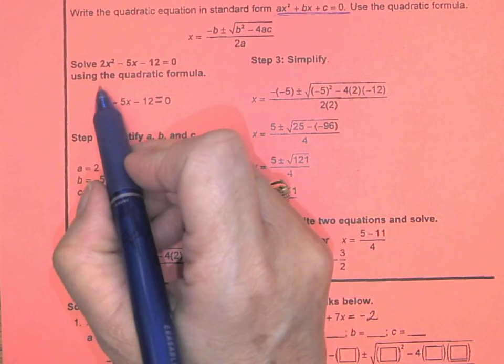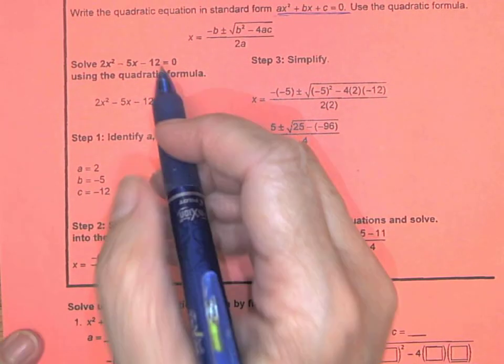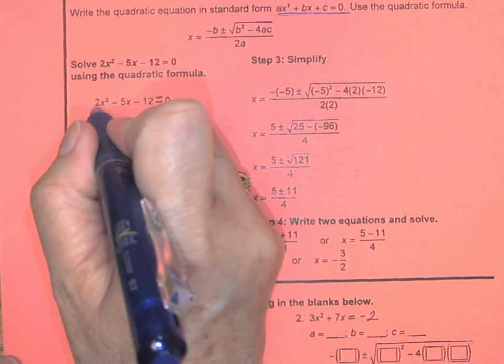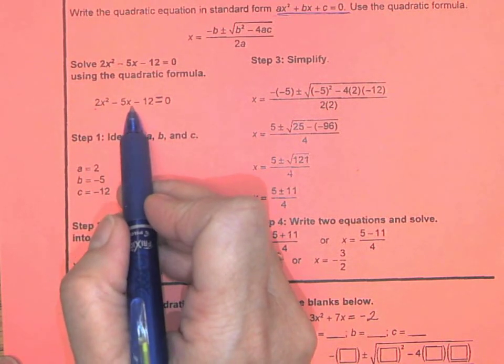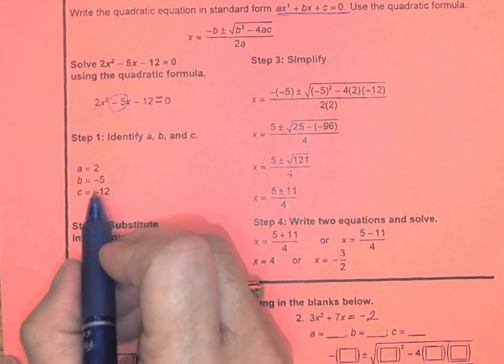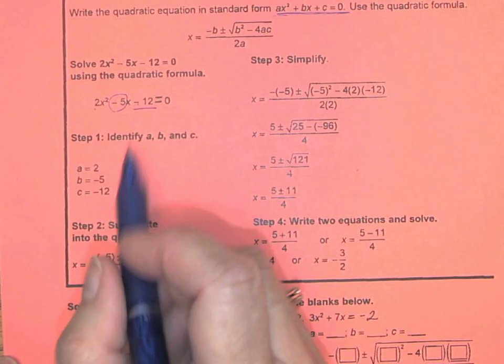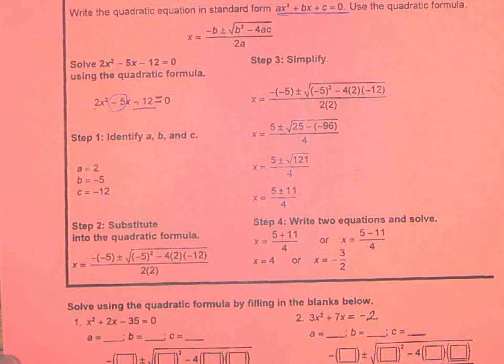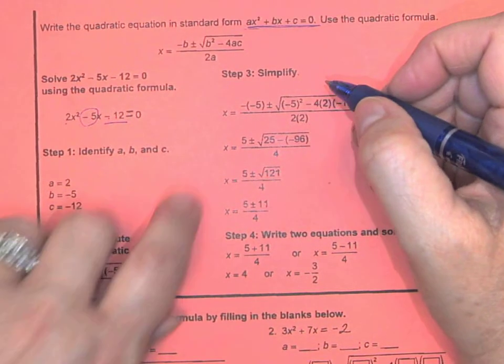Right here, here's a quadratic. It is set equal to 0. So first we identify a, b, and c. A is the one attached to x squared, so it's 2. B is the one attached to x. Don't forget that the minus goes with it, making it a negative 5. C is the constant, negative 12. So all of this is a substitution. You should know how to substitute. We've substituted for years.